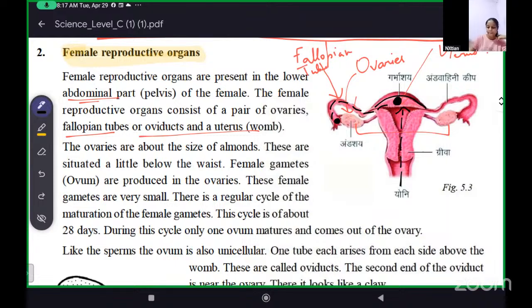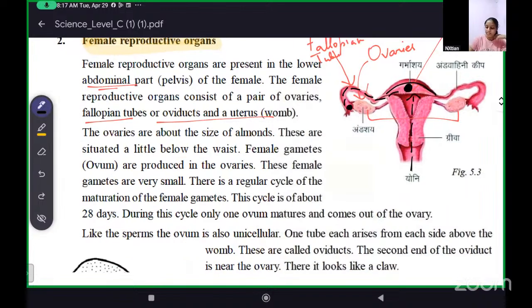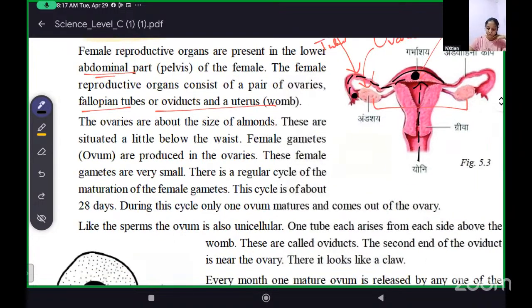Now, ovaries are about the size of almonds. These are situated a little below the waist. Female gametes or ovum are produced in the ovaries. These female gametes are very small. There is a regular cycle of maturation of the female gametes. The cycle is of about 28 days. So for 28 days, the egg is there and it matures in the females.